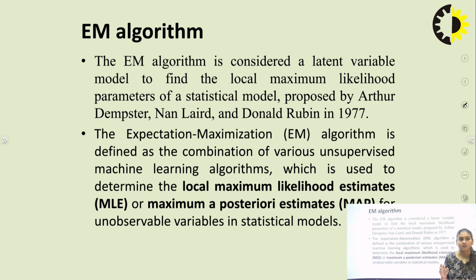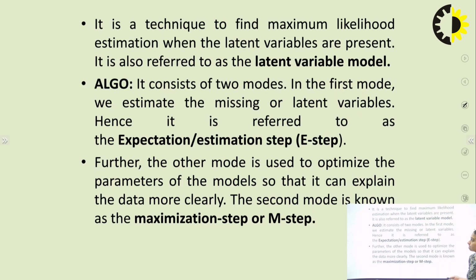This algorithm is defined as a combination of several unsupervised machine learning algorithms, which is used to determine the maximum likelihood estimates, or you can say maximum a posteriori estimates, which in short we can say MAP, for the unobservable variables. So EM works on the latent variables, and latent variables are nothing but the unobserved variables. Means the latent variables are those whose value depends on the others. These are the unobservable variables. So it is a technique to find out the maximum likelihood estimation when the latent variables are present.